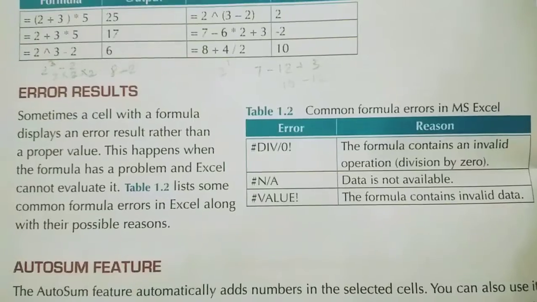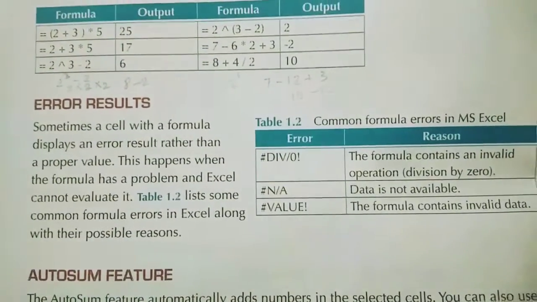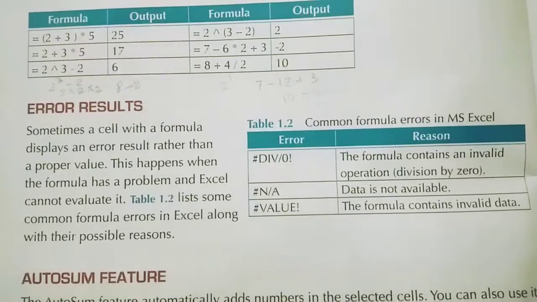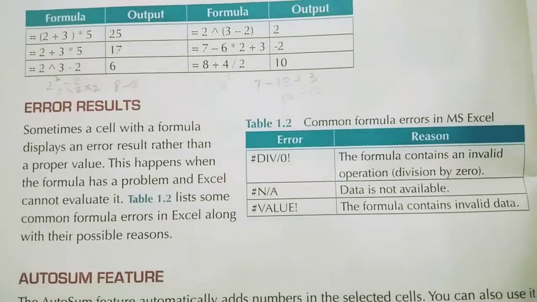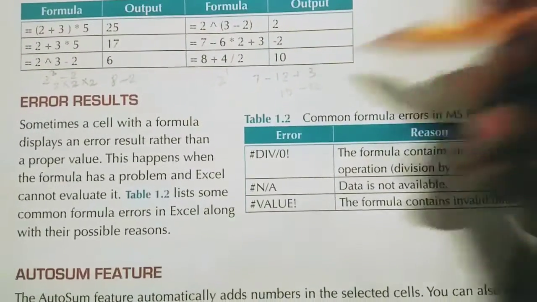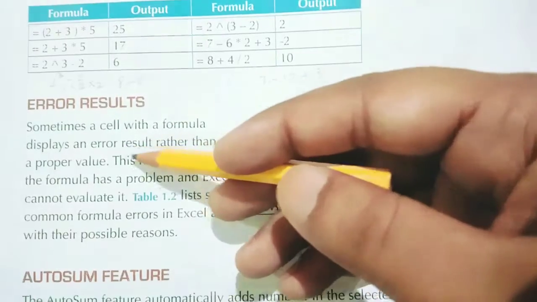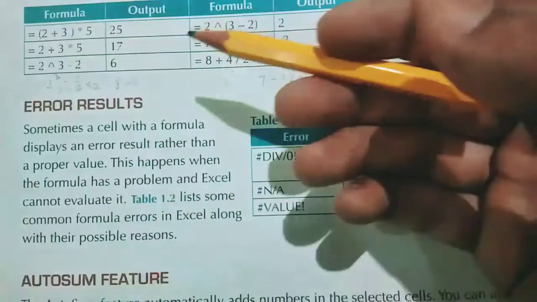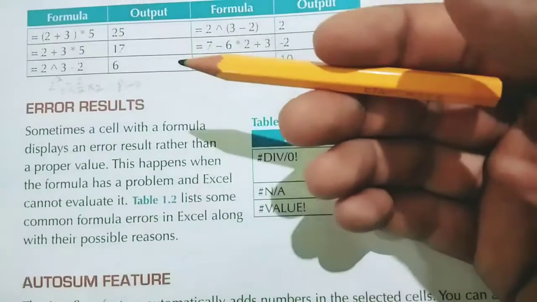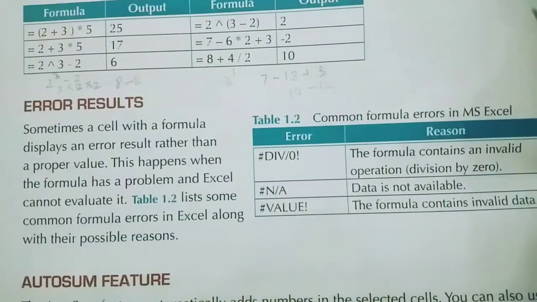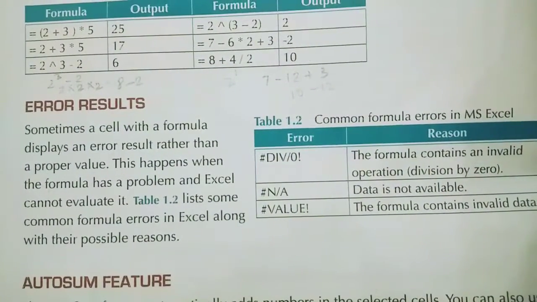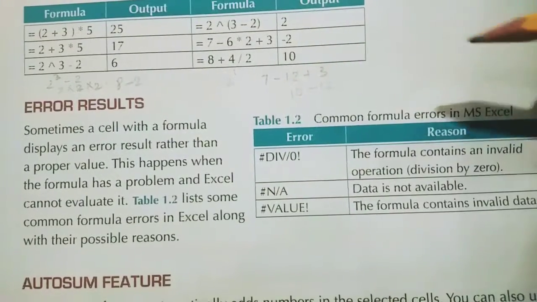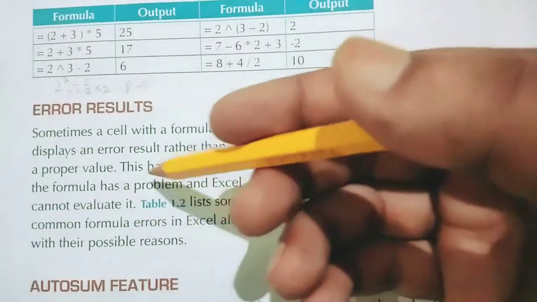Now students, the next topic is error results. If after doing any calculation an error comes, what will Excel show? Sometimes a cell with a formula displays an error result rather than a proper value. If there is any mistake in the calculation, it will show the mistake. It will not give the proper value; it will show the error. This happens when the formula has a problem.